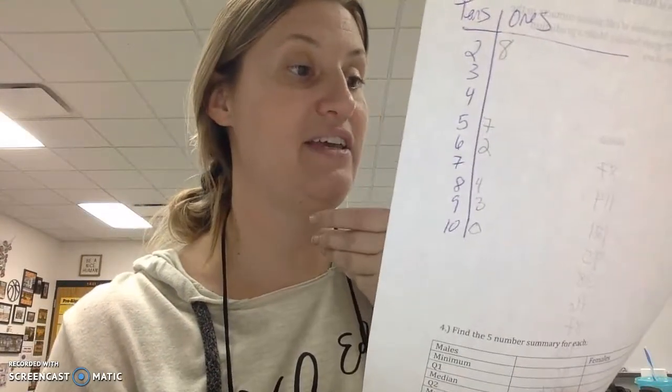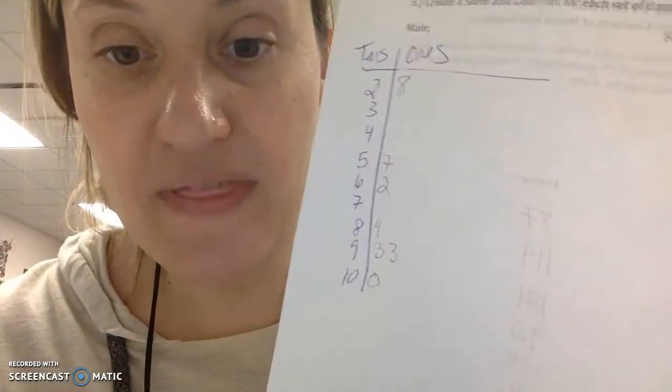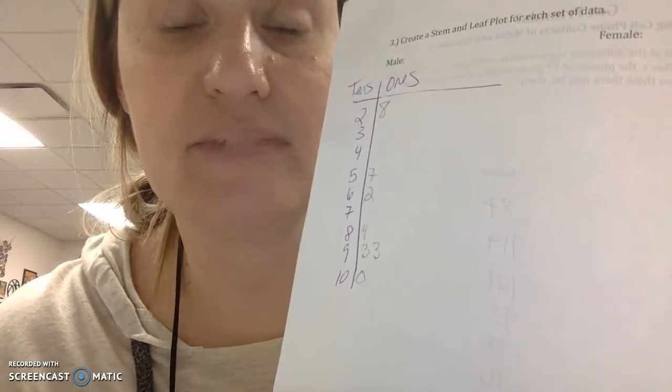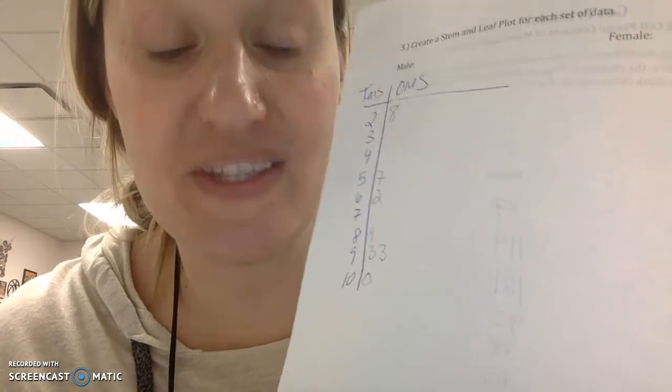Then I have 93. So there's already a 3 there. I'm just going to put another 3. So what that means, that tells me I have 93 and I have 93 again. That there's two 90s, two numbers in the 90s, 93 and 93.